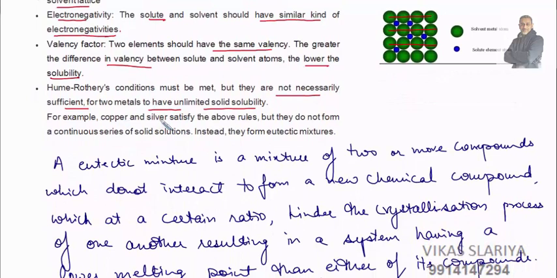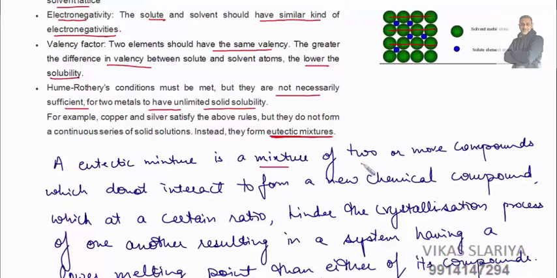No. We have an example here right now. We have copper and silver metals. They satisfy all the above rules, but they do not form a continuous series of solid solutions. Rather, they form eutectic mixtures. What is a eutectic mixture?